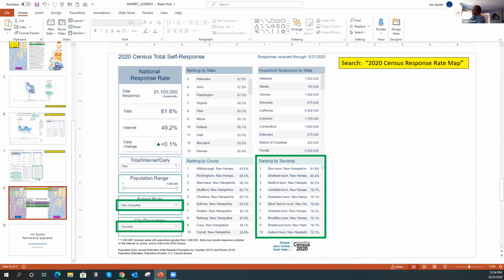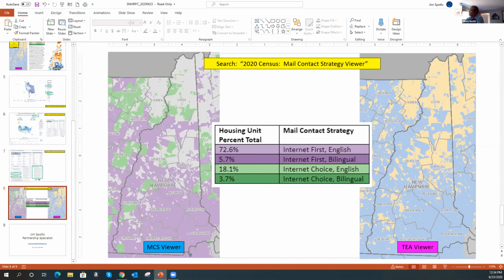The third tool I'd like to bring up to you is what we call a mail contact strategy viewer. For the state of New Hampshire, there are really only 2 mail contact strategies. The first one was Internet First, where people got an invitation to complete the census. That invitation included a 12-digit code where you could go to the 2020 census website, enter that 12-digit code, and then complete the census that way.